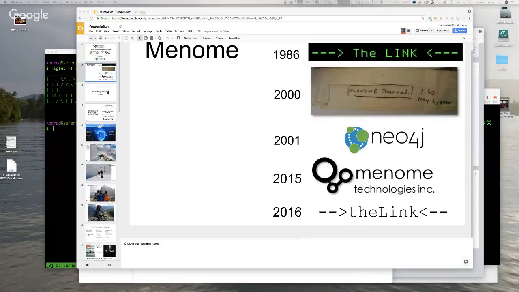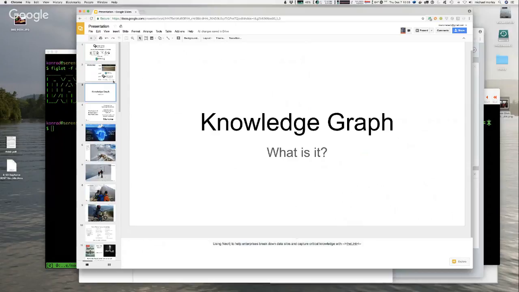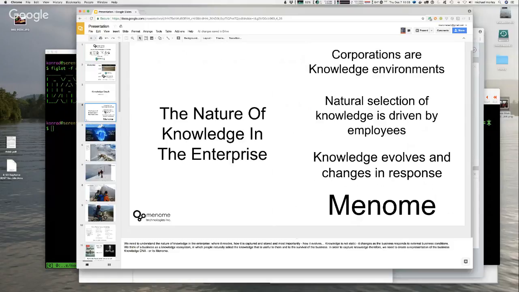This morning, what we want to talk to you about is the idea of the knowledge graph and how we're going about trying to harvest all of the rich knowledge that exists inside of enterprises, to break down the data silos that exist and to capture critical knowledge with Neo4j. I want to step back for a minute. As you can probably tell, we're from Canada, thus the toques. We want to take you through a bit of the thinking behind this and the nature of knowledge in the enterprise.